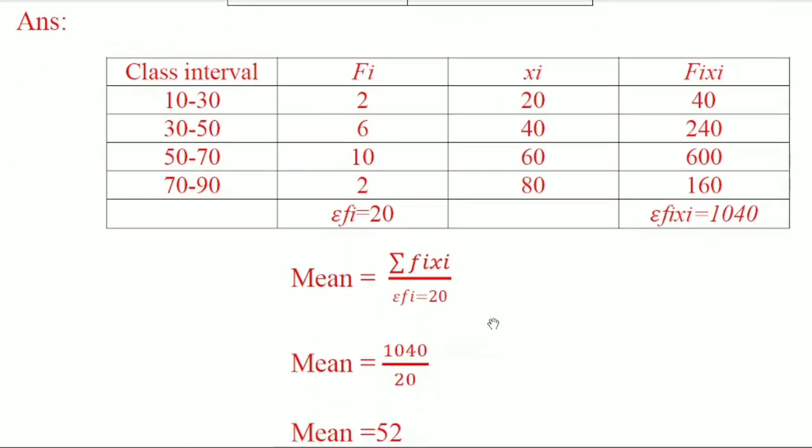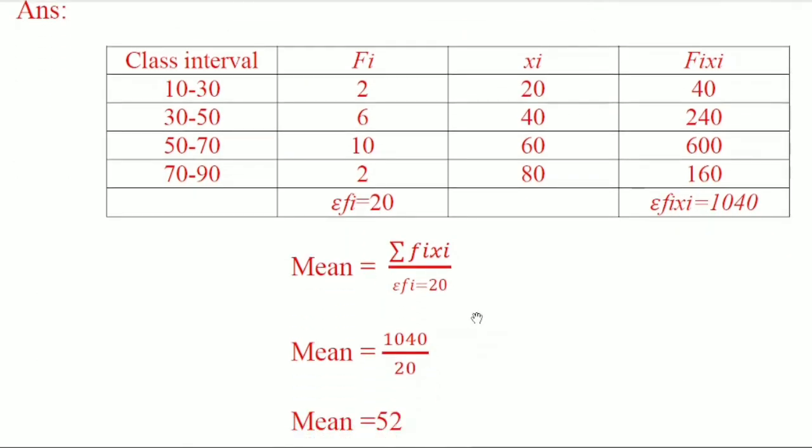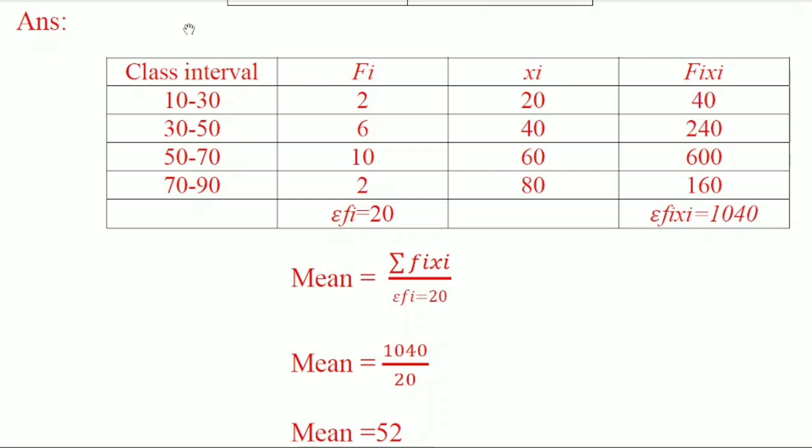So first write the table: class interval and frequency fi. Then add everything: 2 plus 6 plus 10 plus 2. Together we should add, we will get 20. So first what we should do, we have to add. Then we should find out xi.